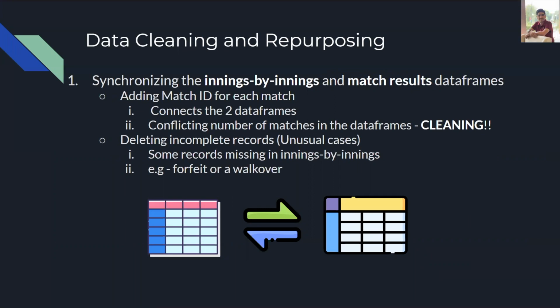First of all, we have synchronized the innings by innings and match results data frames. We have added match ID as the unique key identifier which connects both the data frames. But the problem that we were facing was that there were conflicting numbers of matches in both the data frames. So there were some data samples that were missing in one of the data frames. So we have deleted those incomplete records to properly align the match ID for both the data frames.